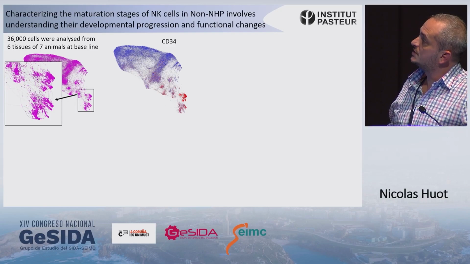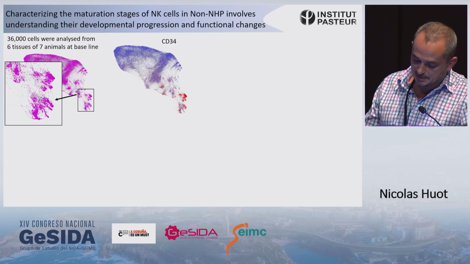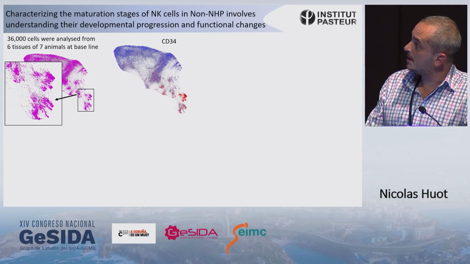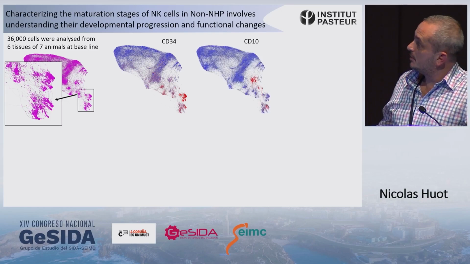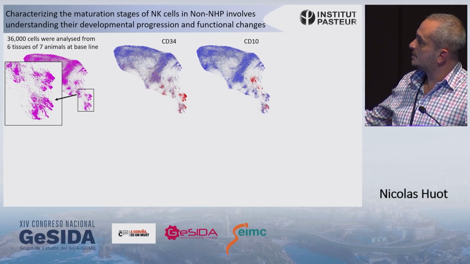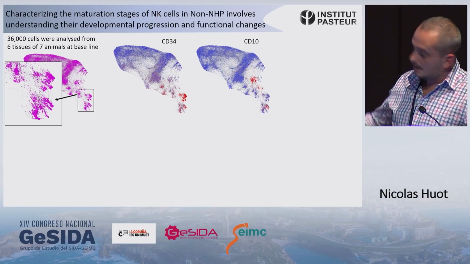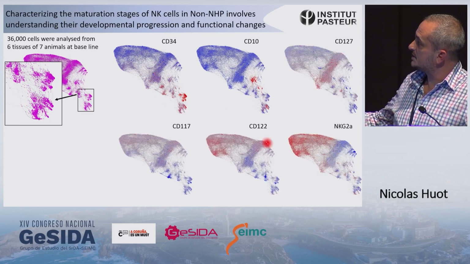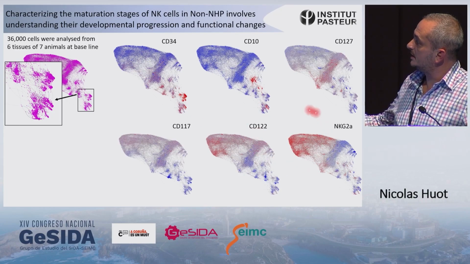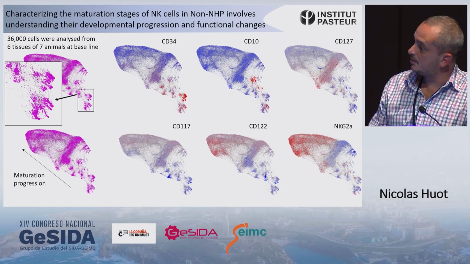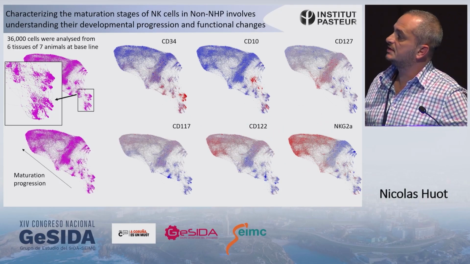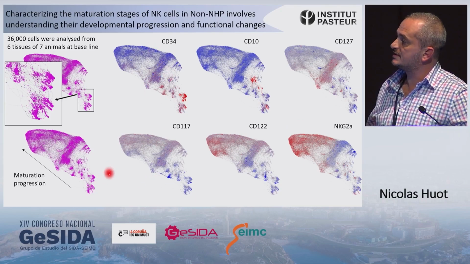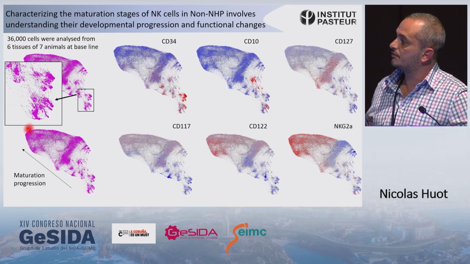So we are able to see, as you can see in red, the NK cell precursors in this part of the force-directed clustering map. Then we are able to find another stage of maturation, which is here, and go on like this until the fully mature NK cells, which are characterized in monkeys by NKG2A. So we are able to characterize the maturation progression of NK cells from the NK cell precursor until the fully mature NK cells.